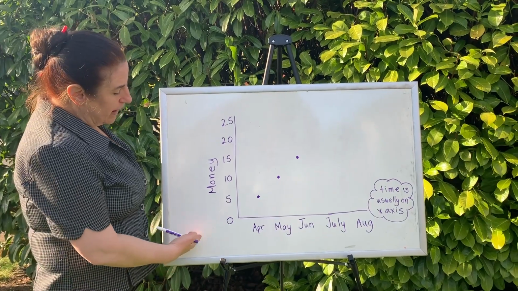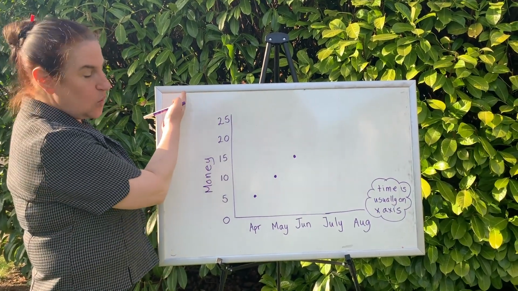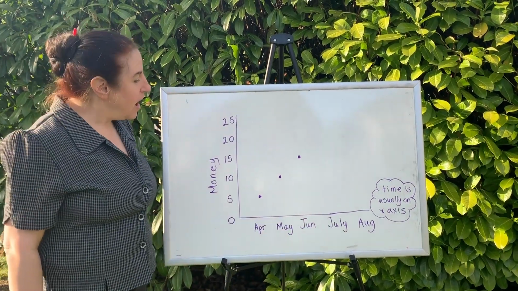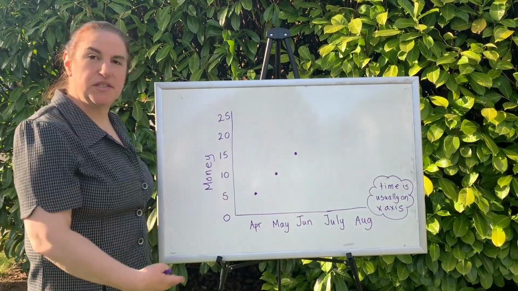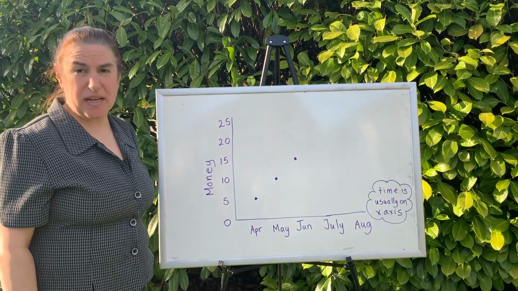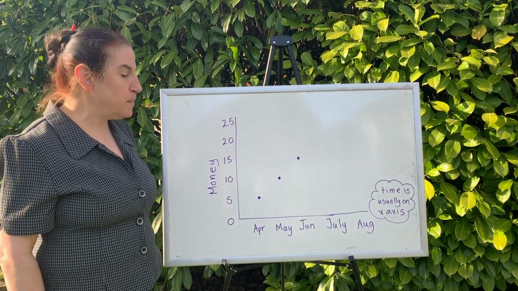I have here a graph that shows money up the y-axis and time across on the x-axis. I'm going to talk about how we use points on a coordinate grid to tell us some information, or make some predictions, or show what has happened.